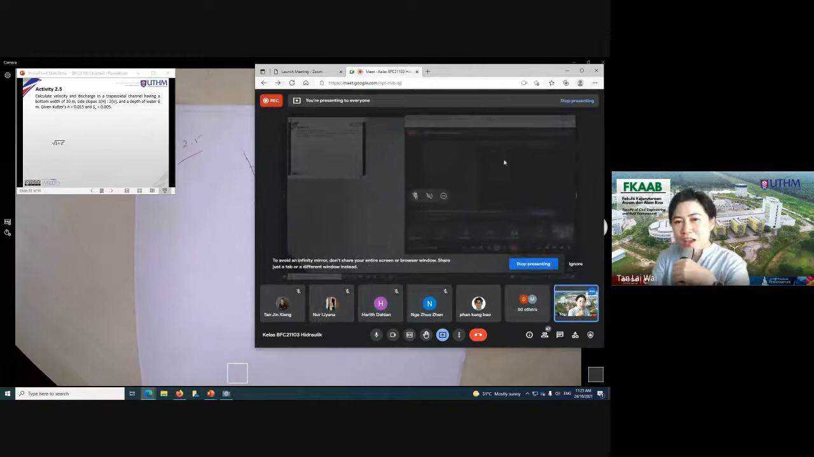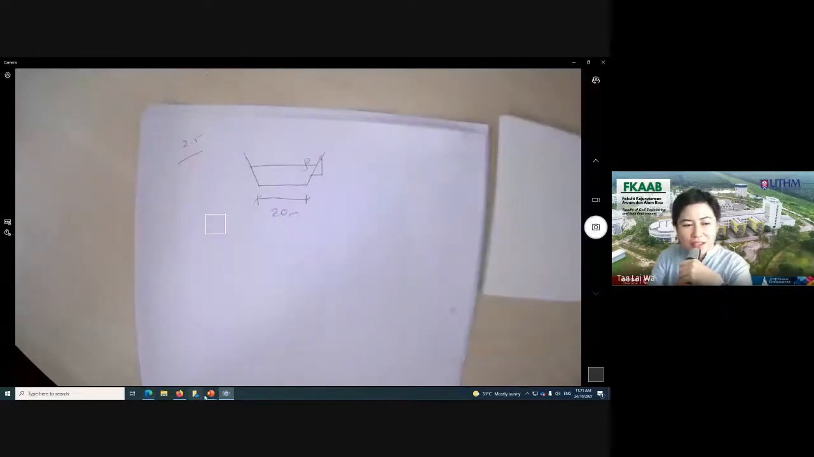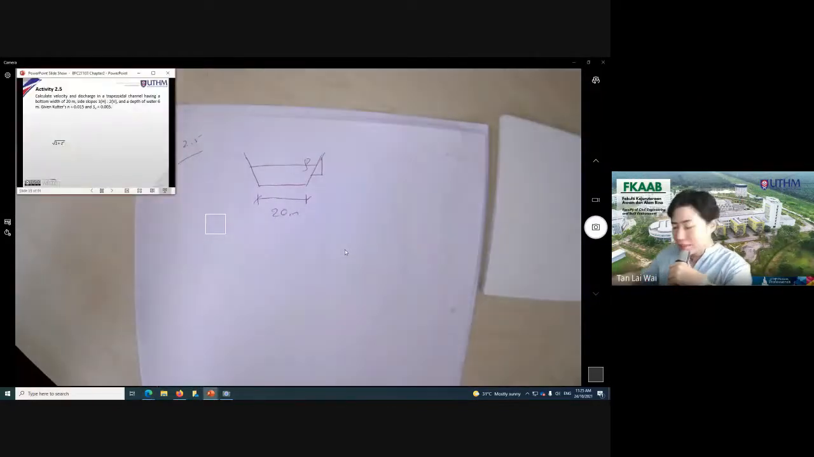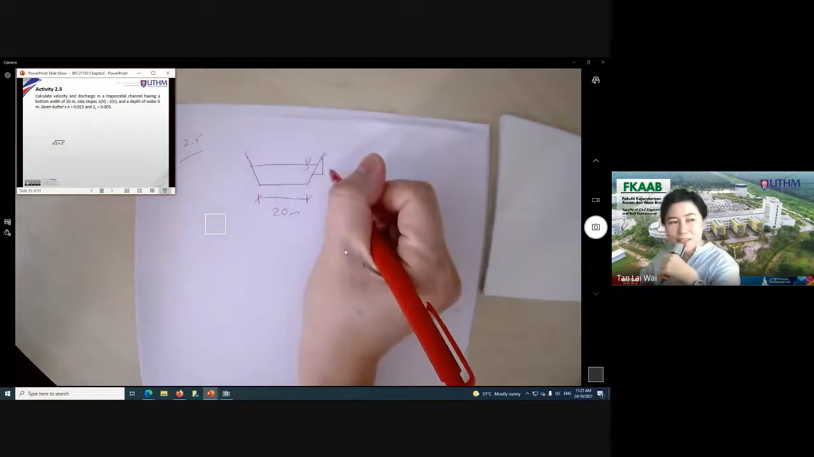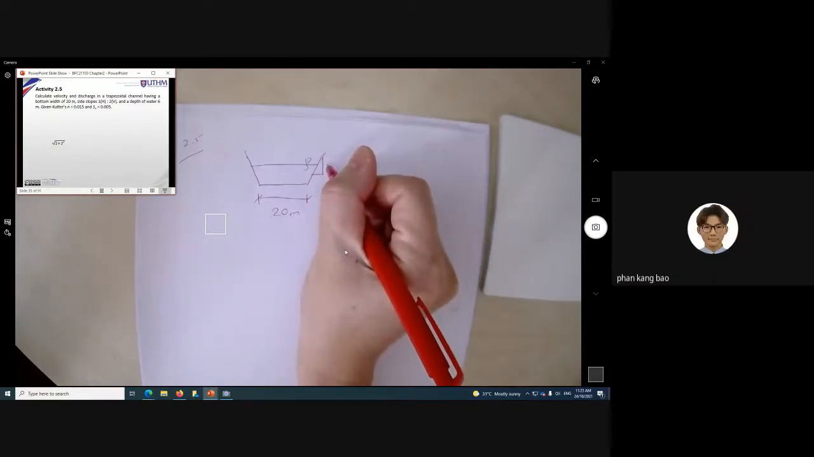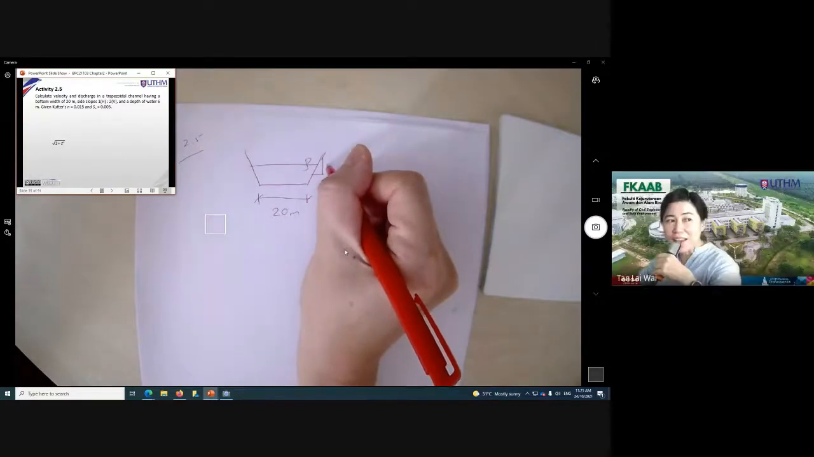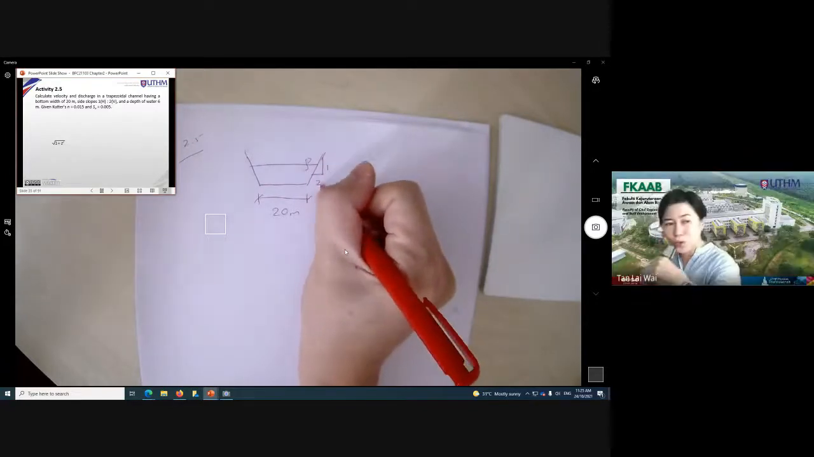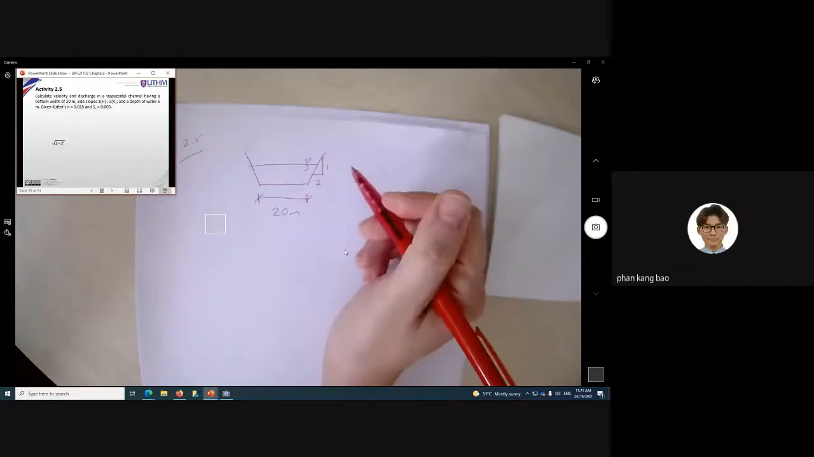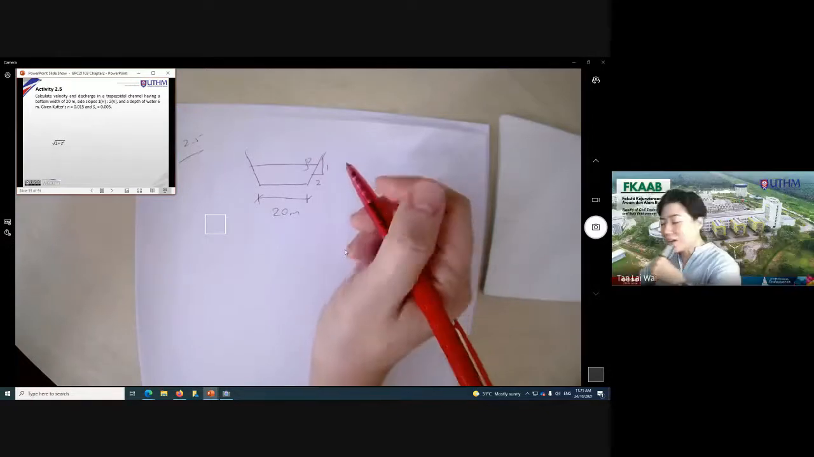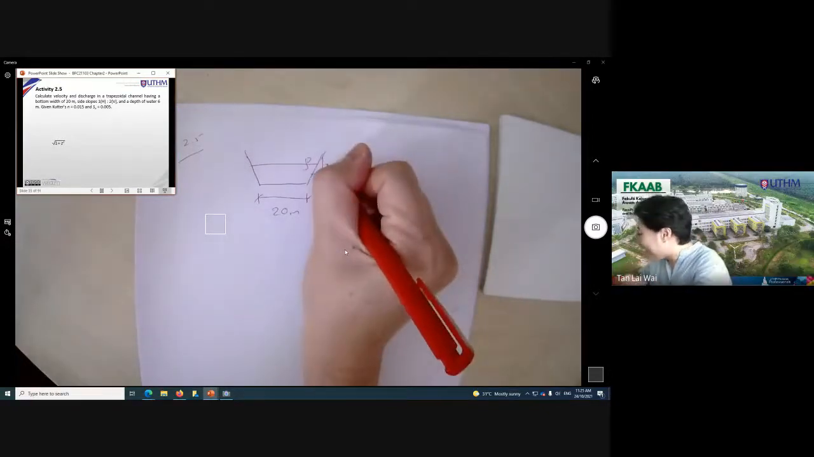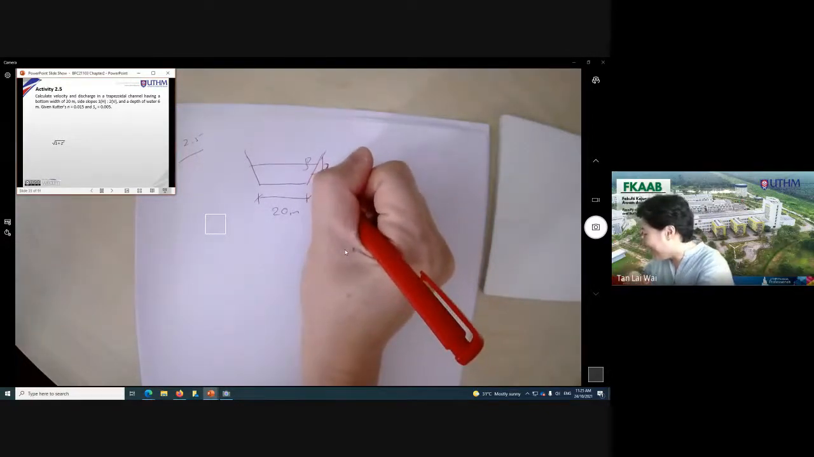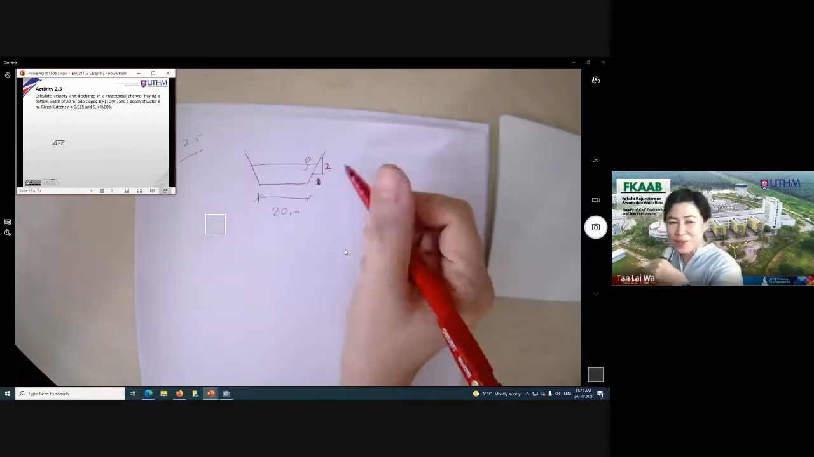Kang Bao, could you help me? Give me the side slope, please. The slope is given by the question, right? The horizontal slope is 1 and the vertical one is 2. Okay, great. That's the purpose I asked you. I thought you would give me 1 to 2.